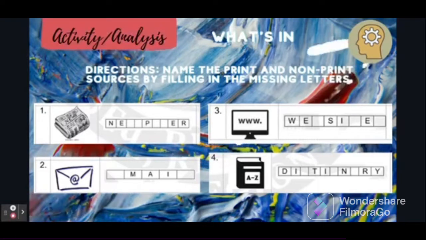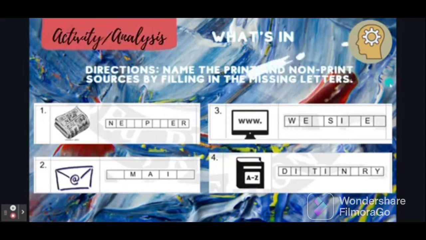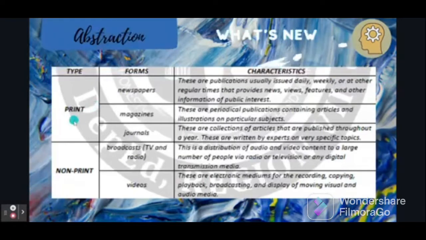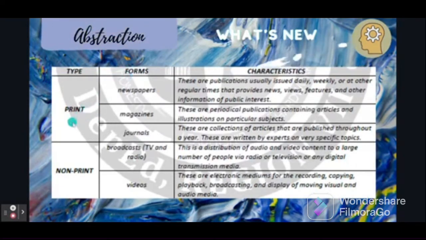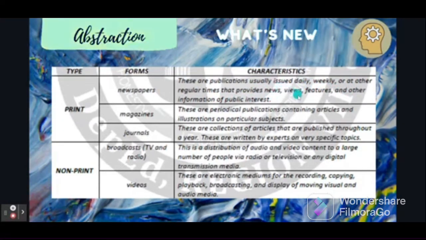When doing research, it is always important to gather as much information and data as one can find. There are many sources that one can use. These sources can be called print sources and non-print sources. Forms under print sources: newspapers, magazines, journals. Newspapers are publications usually issued daily, weekly, or at other regular times that provide news, views, features, and other information of public interest.